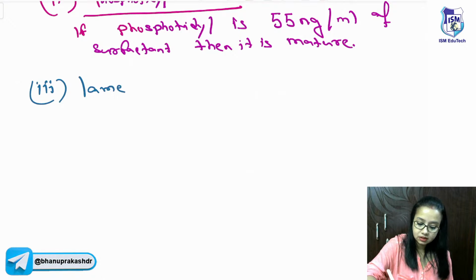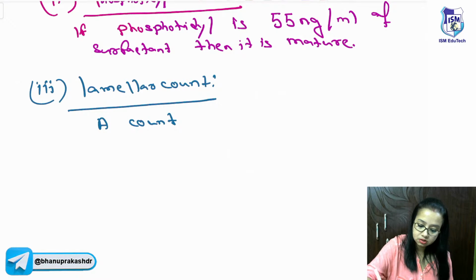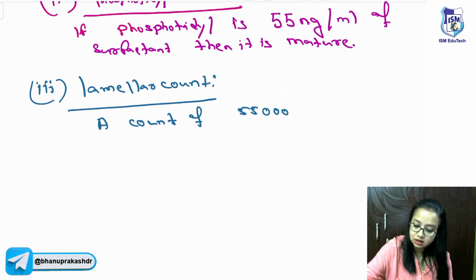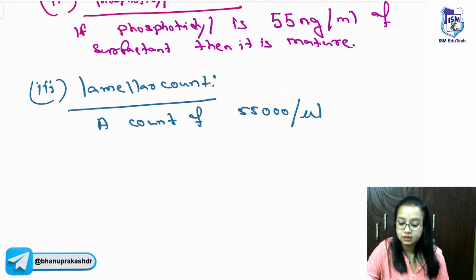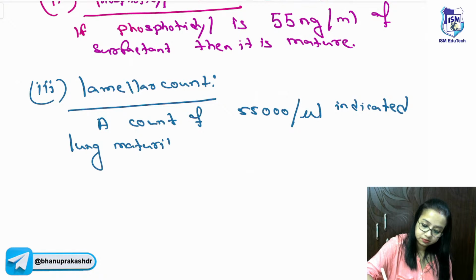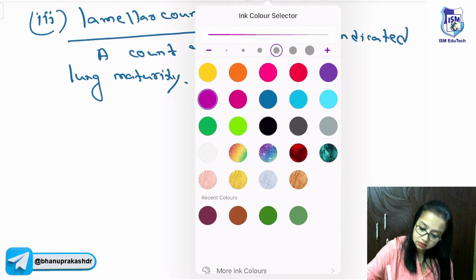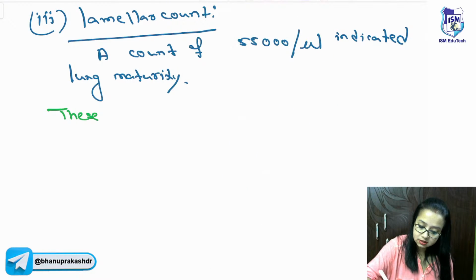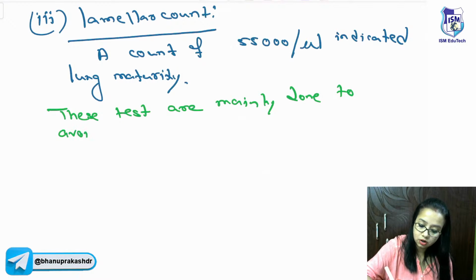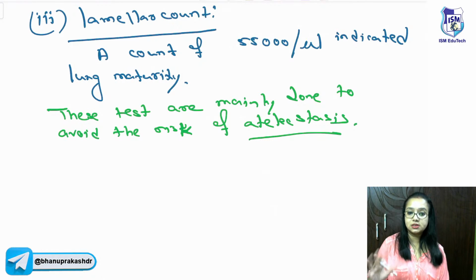Another is the lamellar body count, like counting the lamellar bodies. So, a count of 55,000 per microliter of the surfactant sample indicates lung maturity. And these tests are mainly done to avoid the risk of atelectasis. So, this is what the steps of the surfactant are.